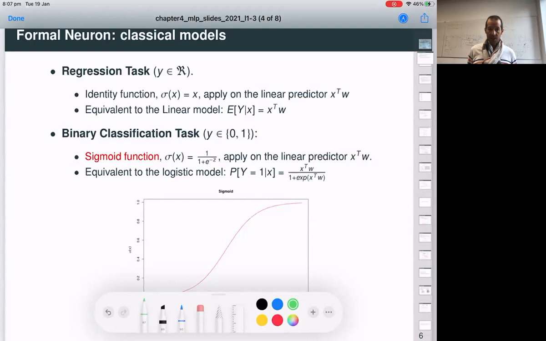For the binary classification task, we have seen that when our outcome is a binary response, generally in the logistic model, coded as 0 and 1, we use the sigmoid function, which is a nonlinear function, on the linear predictor X transpose W, so the linear combination of the features with the weights. And this is equivalent to the logistic model.